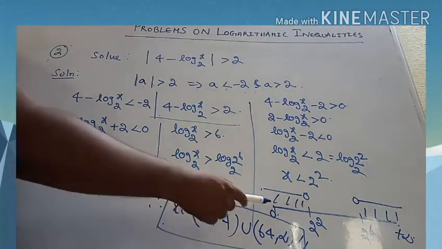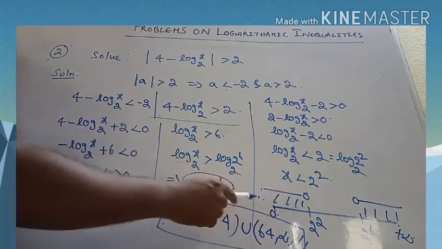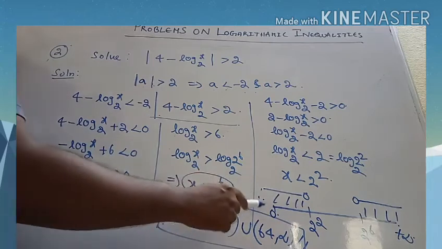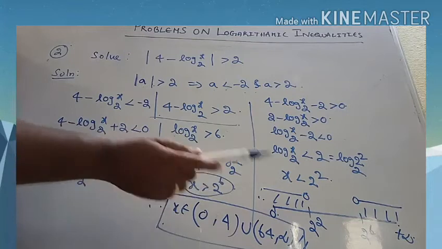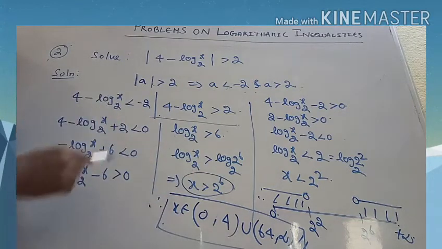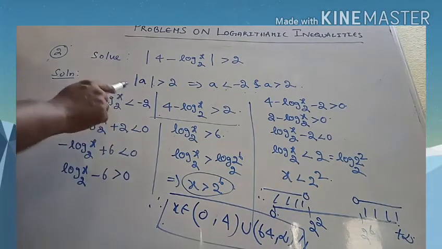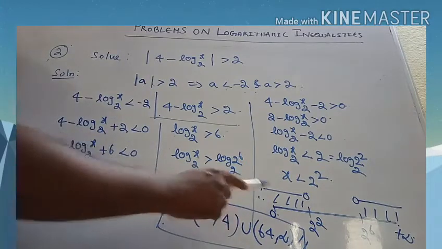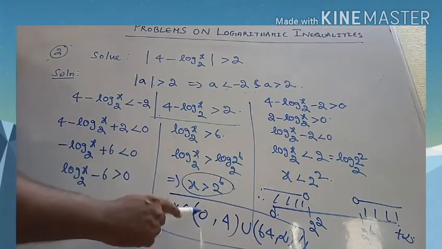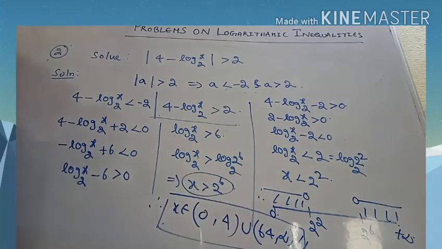Here we have taken only from 0 to 4. Why? Actually we have to take minus infinity to 4, but minus infinity to 0, including 0, we have excluded, because logarithms are defined only for positive values. That's why negative values are excluded. That's why x belongs to 0 to 4 union 64 to infinity.